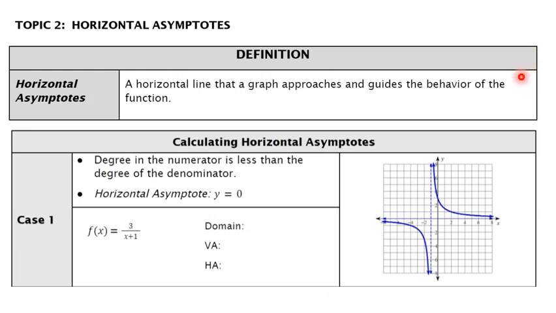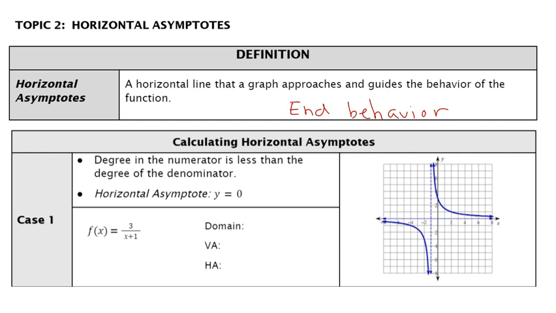The second topic we're going to see is horizontal asymptotes. Horizontal lines go left to right, and this is the same idea. A horizontal asymptote approaches and guides the behavior of the function. As we go to positive and negative infinity for the end behavior, it'll approach those asymptotes. A lot of times this is more associated with end behavior for a rational. When we look at this, we're going to see there are a couple cases. We don't have to calculate it by setting the bottom to 0. It's a little bit different.